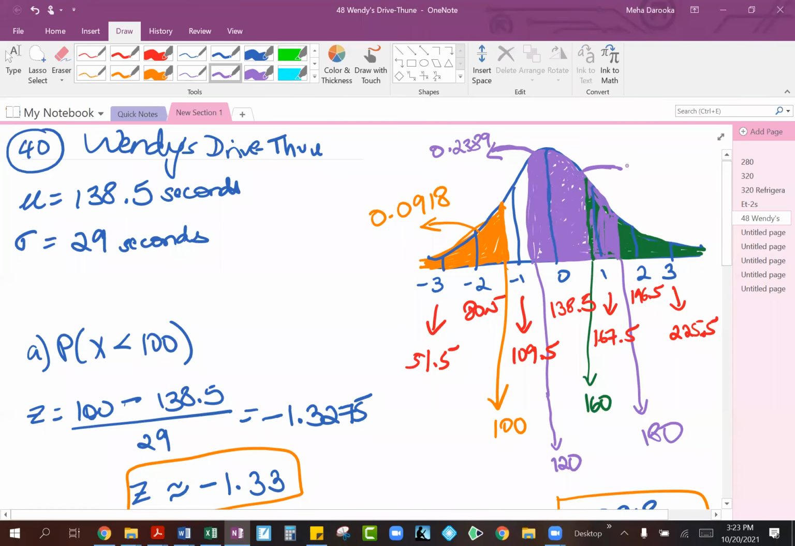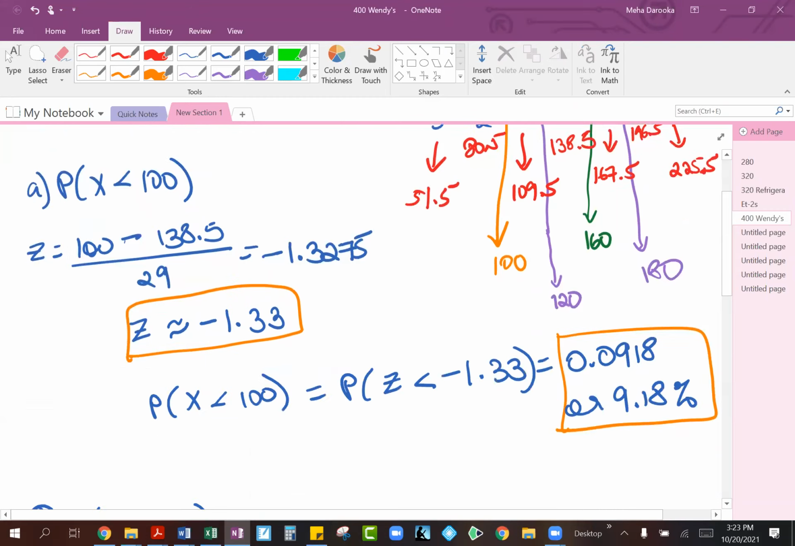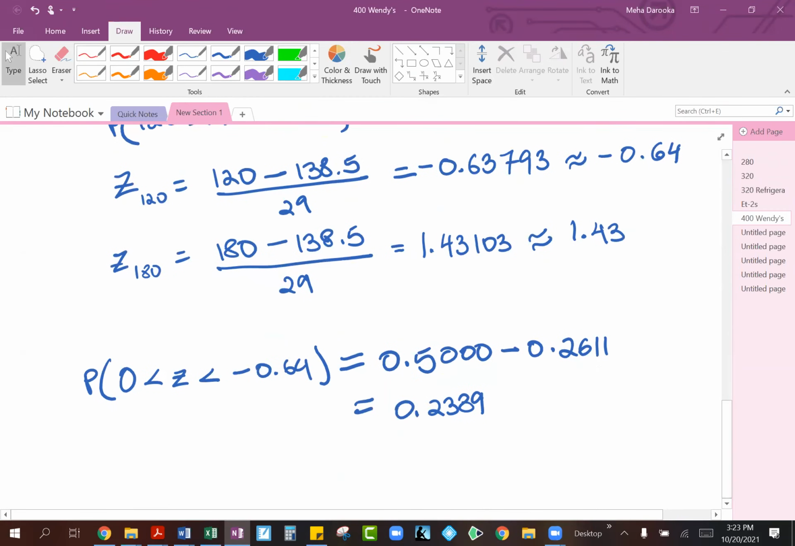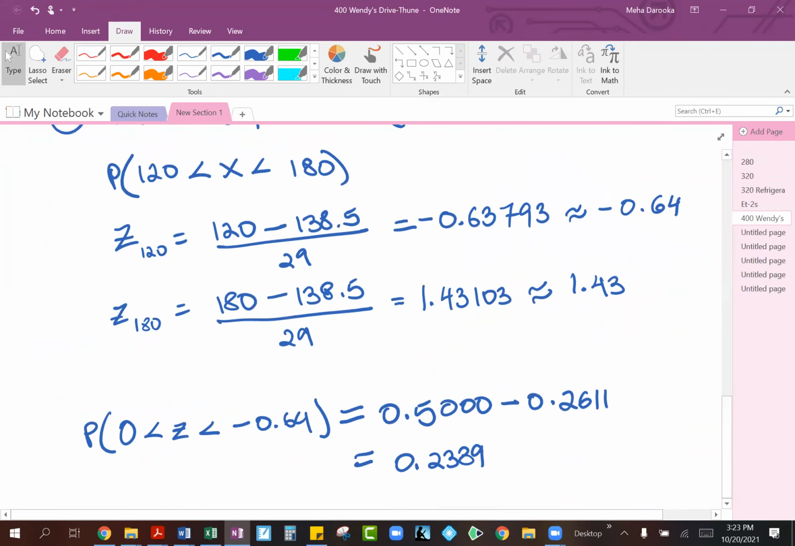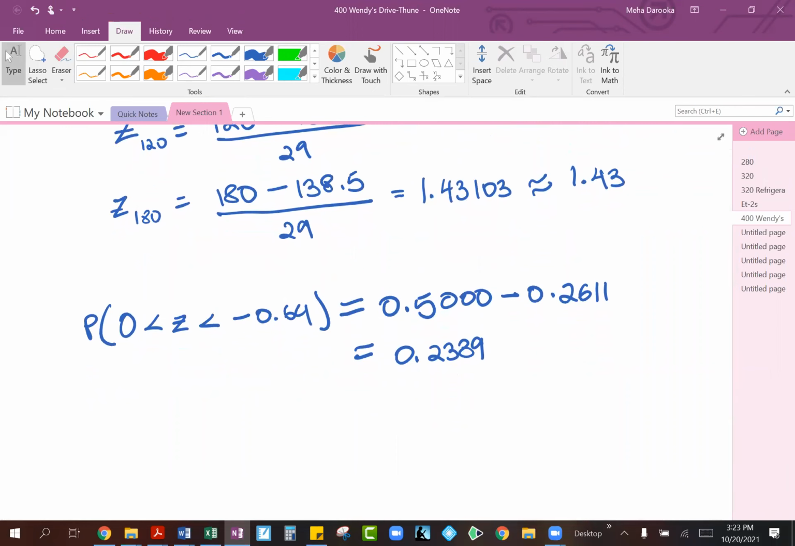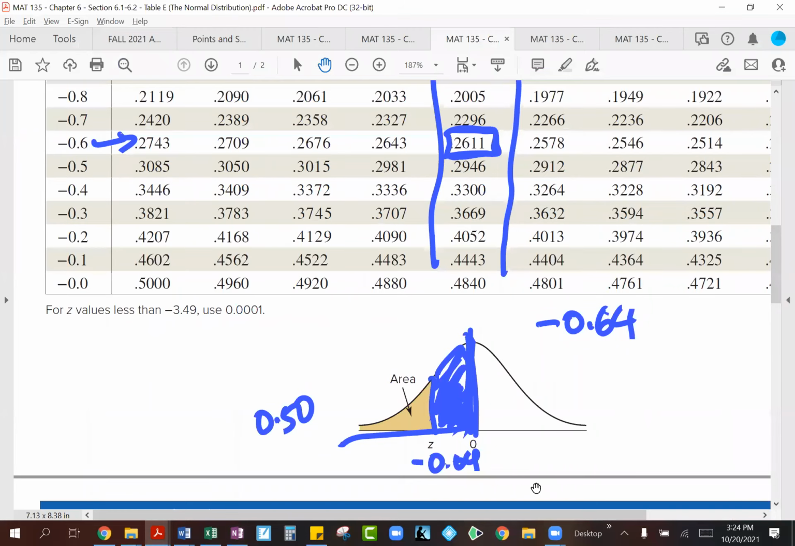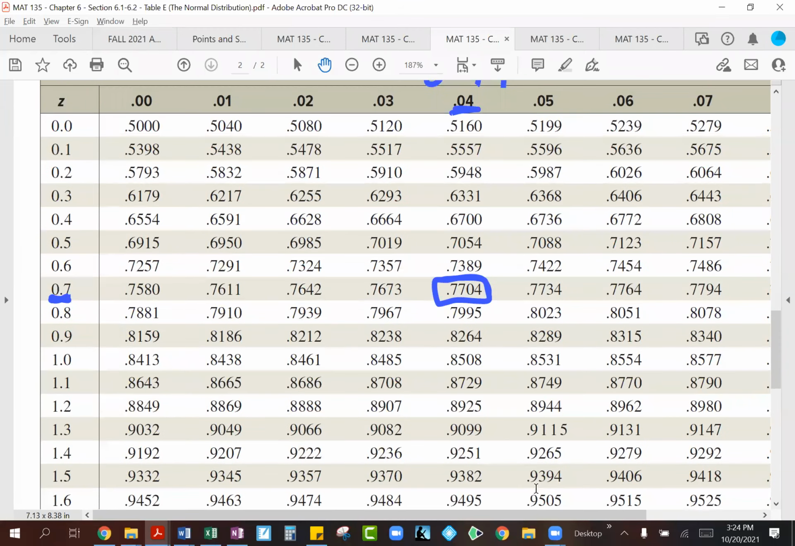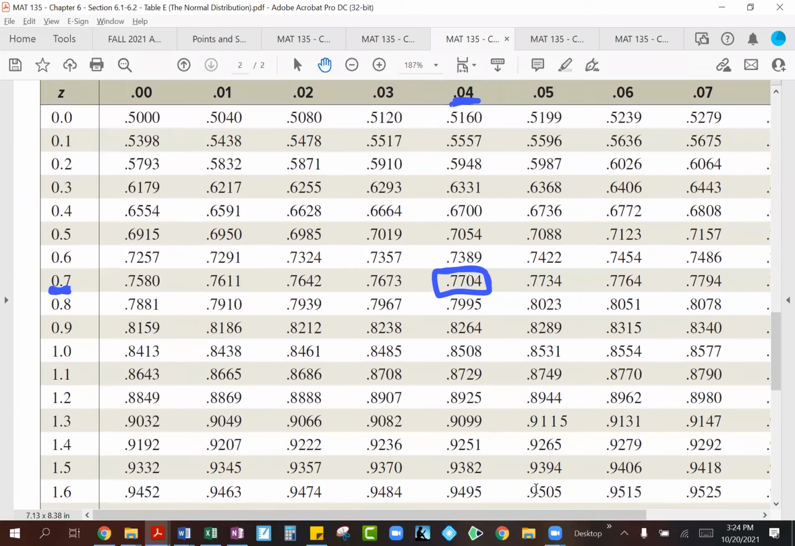So we still need to do that part, which is where our other z-score is going to come into play. So 1.43. Let's take a look at what that will be. So going back to our table, 1.43. And what are you looking at?